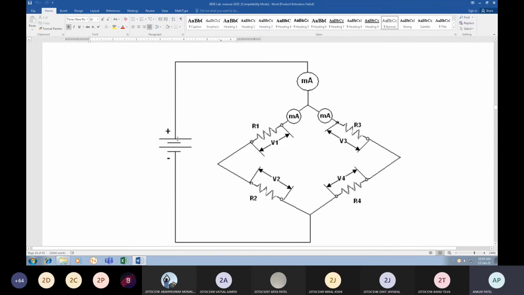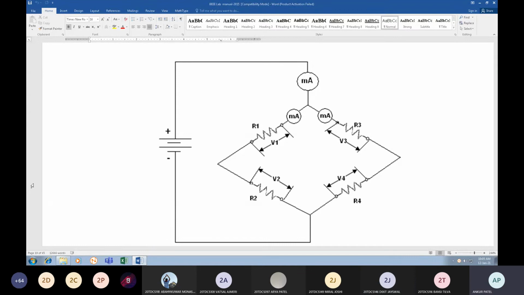Suppose this DC supply is 9 volt. Here we have a 9 volt supply. We are going to perform KCL, Kirchhoff's current law. What do I have to prove in KCL? The incoming current is the same as the outgoing current. Yes, I have to show incoming current is equal to outgoing current.